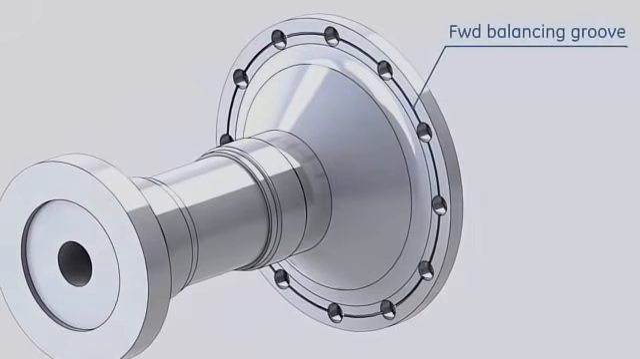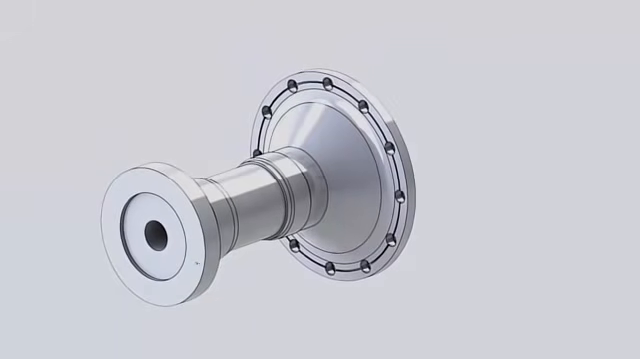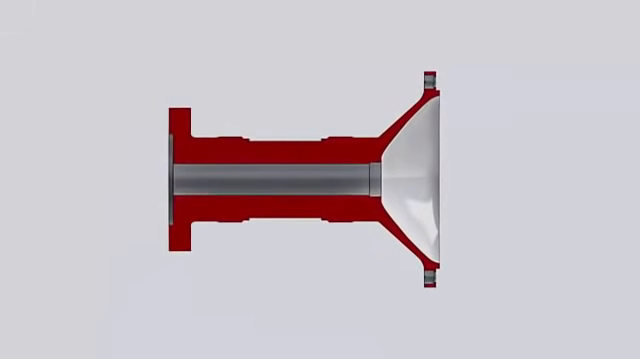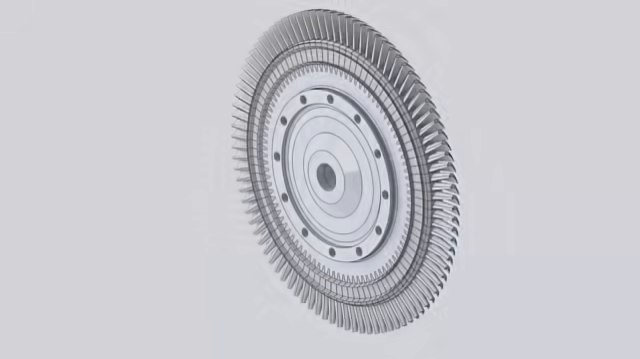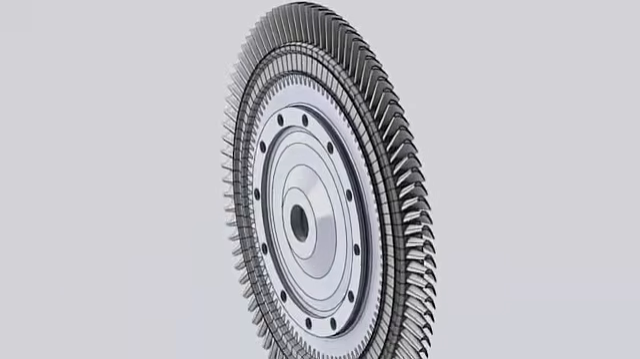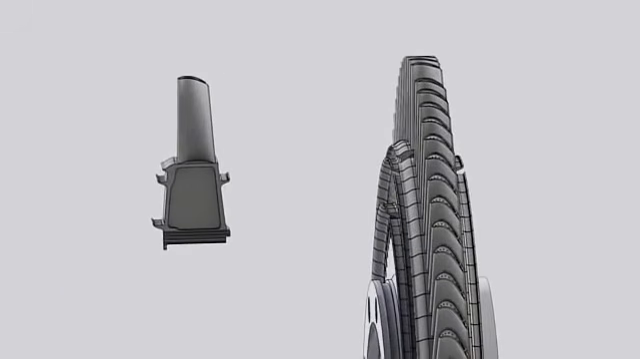Forward balancing groove. Forward flange to connect the turbine rotor to the compressor rotor. The forward wheel shaft is hollow to pass the turbine rotor cooling air. The first wheel carries the 92 buckets of the first turbine stage. Like the next 2 stages, buckets can be disassembled without rotor removal.